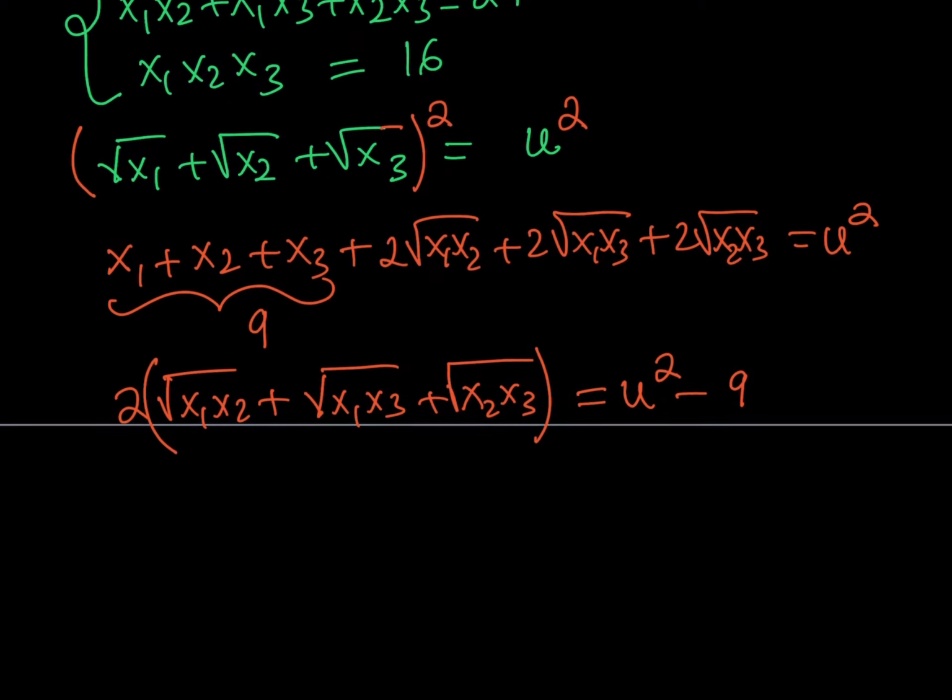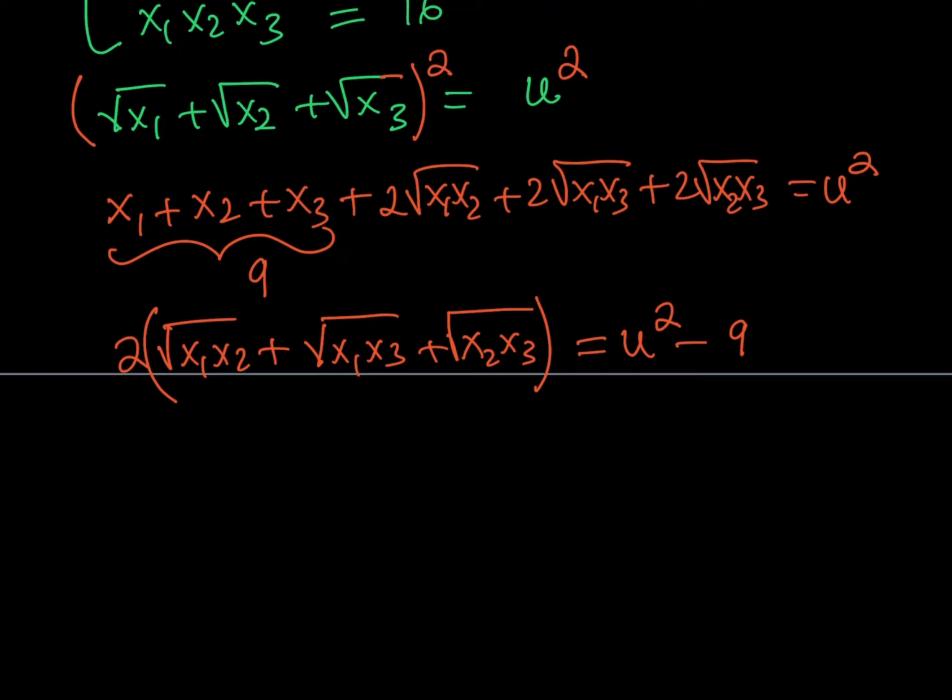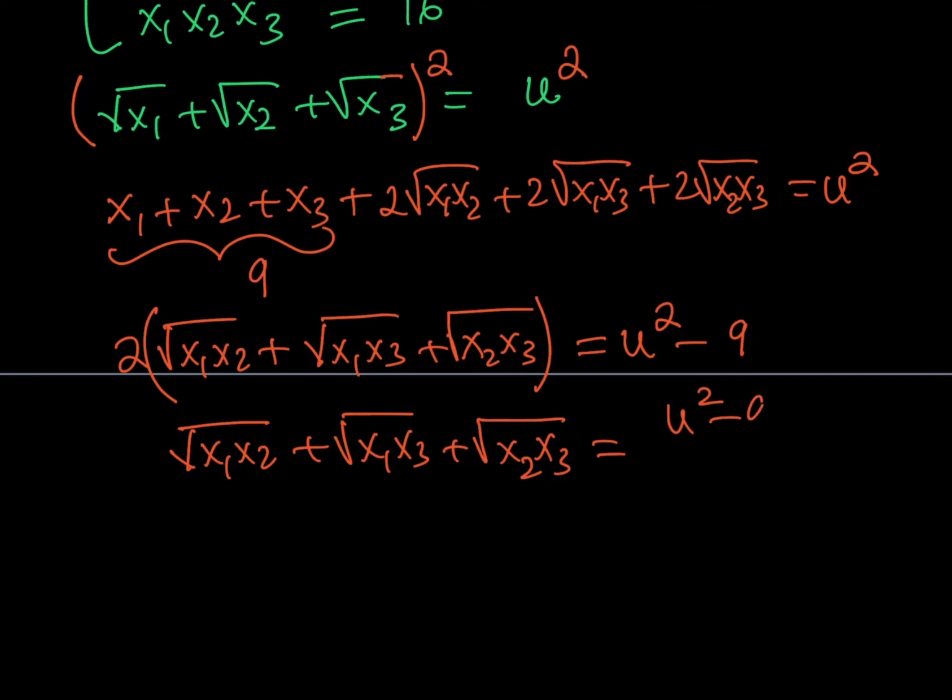Now what I can do is divide both sides by 2. So that's going to give me the square root of x1 x2 plus the square root of x1 x3 plus the square root of x2 x3 is equal to (u squared minus 9) over 2. Awesome. Now, I was trying to solve for something radical, and then I got another radical, but it's in terms of u at least, and I know what u is, so I can always go back and relate.